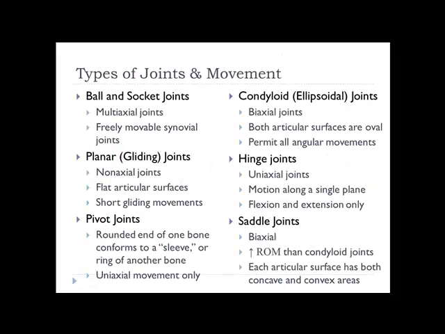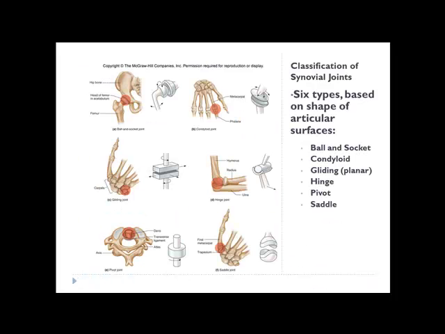Okay, our next one's a hinge joint. When I think hinge joint, I think elbow. They're going to be uniaxial. They'll go along a single plane. So like your elbow, it's like a door hinge. It just lets the door open and close, open and close.